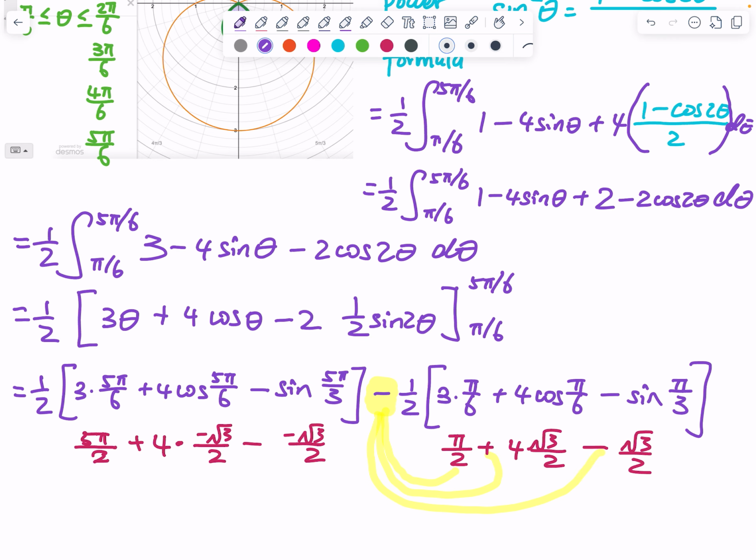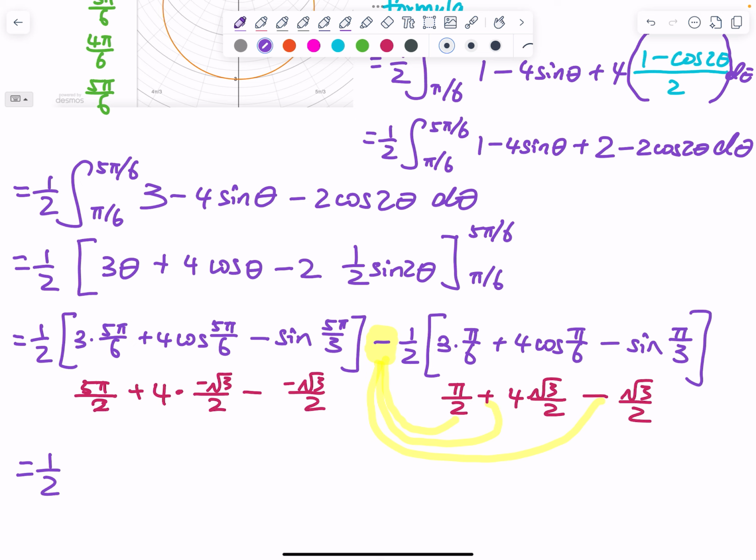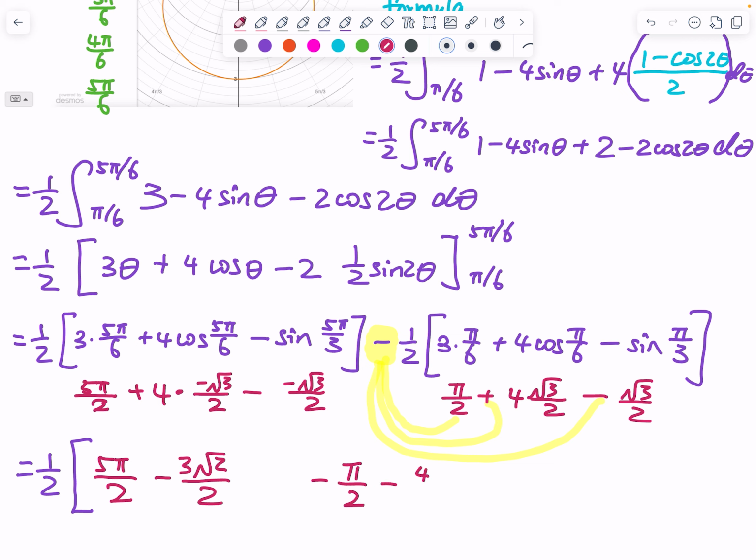Okay, let's bring the 1/2 out. So I have 1/2, take it all the way out. And then what do I get? I have a 5 pi over 2. And then this one is negative 4 plus 1, right? Do you see that? Negative 4 plus 1 is negative 3 root 2 over 2. And then minus pi over 2 minus 4 root 3 over 2 plus root 3 over 2.